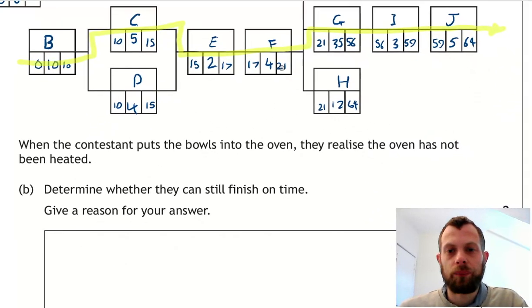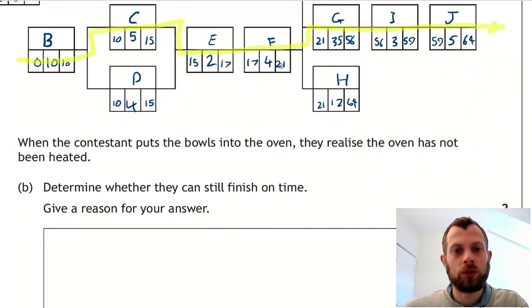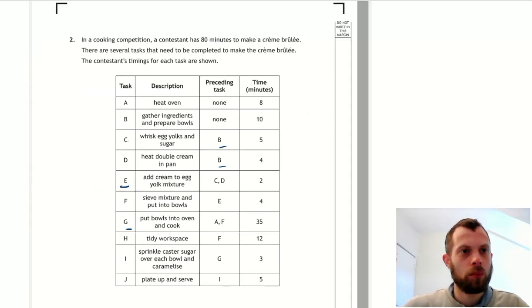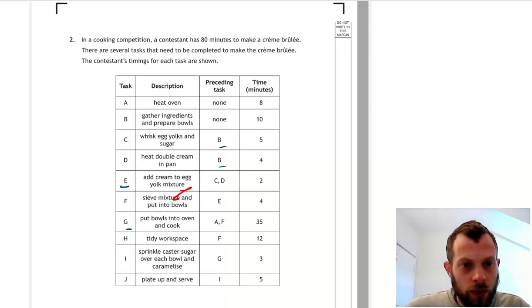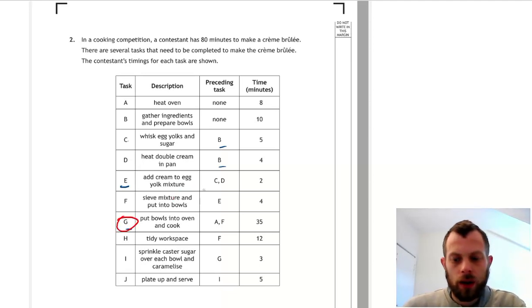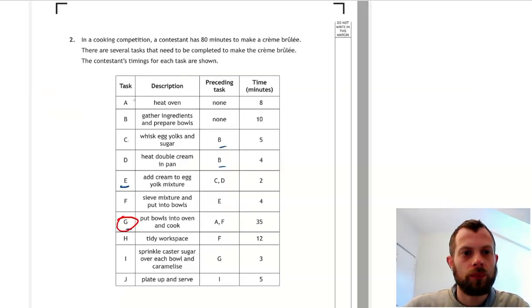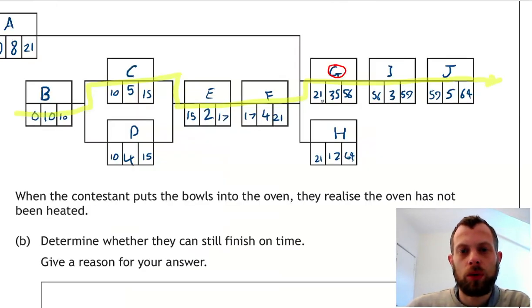So part B, when the contestant puts the bowls in the oven, that refers to task G, put bowls in oven and cook. And they realise that the oven has not been heated. That refers to task A. Task A takes 8 minutes. So when they get to this point, task G, after 21 minutes, they still have task A to do, which will take 8 further minutes.